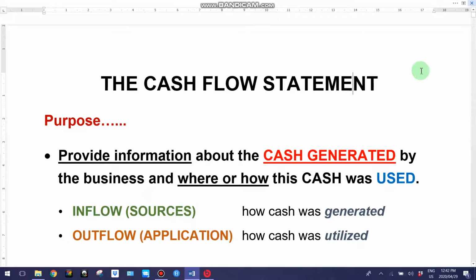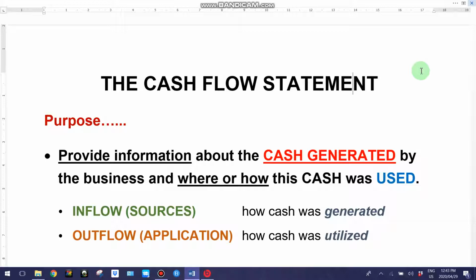Good day, learners. Today's lesson will focus on the cash flow statement. Note that this is one of the three financial statements that will appear on the annual report of a public company. The first one being the income statement, then followed by the balance sheet and the cash flow statement.